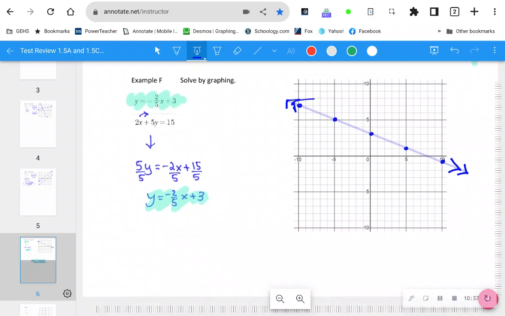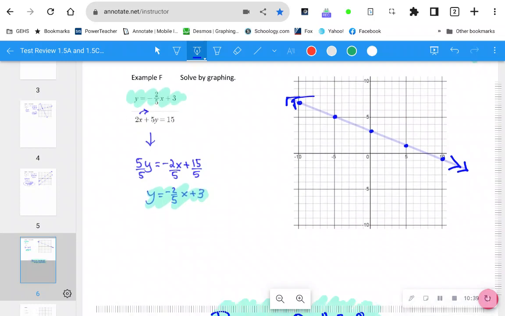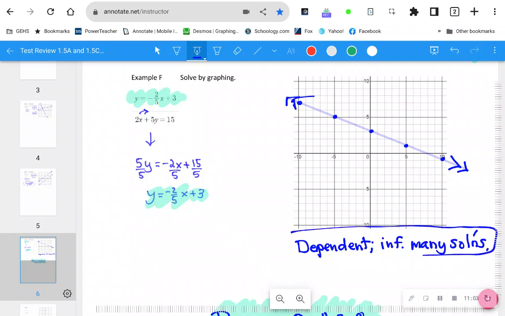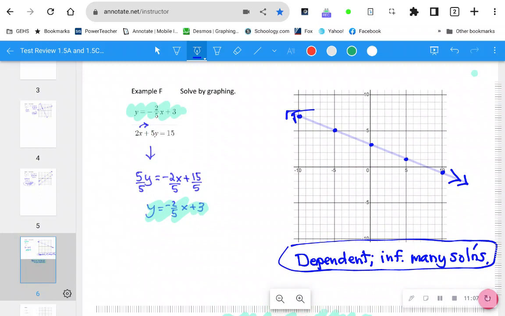So the number of places they hit is an infinite number of places. So here's the way you answer this. You say dependent. That's what we call these systems. Dependent. And infinitely, you can abbreviate like this, many, and then solutions with an S on the end, you can abbreviate that way. So this is how you answer your problem when that type shows up.